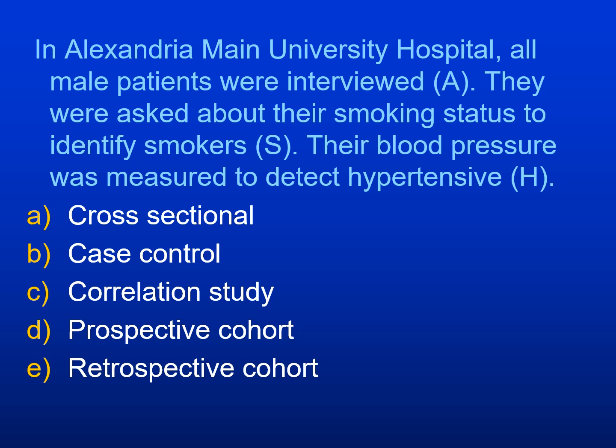This is a cross-sectional study because all the male patients were subdivided into 4 groups: those who are smokers and hypertensive, those who are non-smokers and non-hypertensive, those who are hypertensive but non-smokers, and those who are smokers but not hypertensive. So this is a cross-sectional study, and we measure the prevalence of hypertension among smokers.